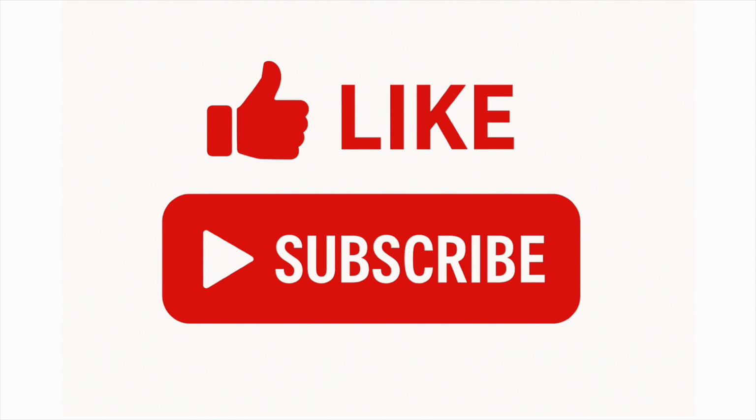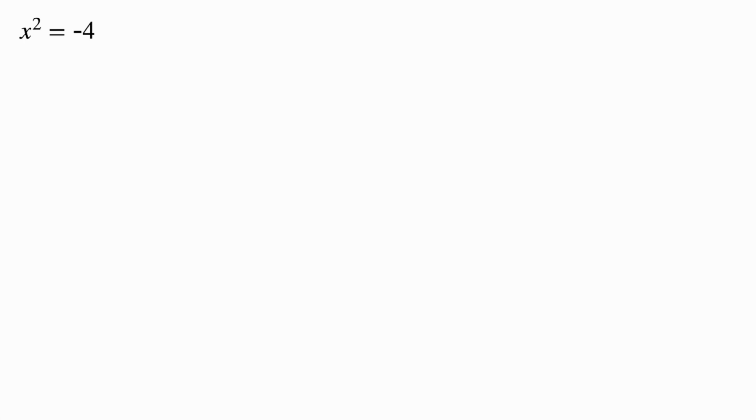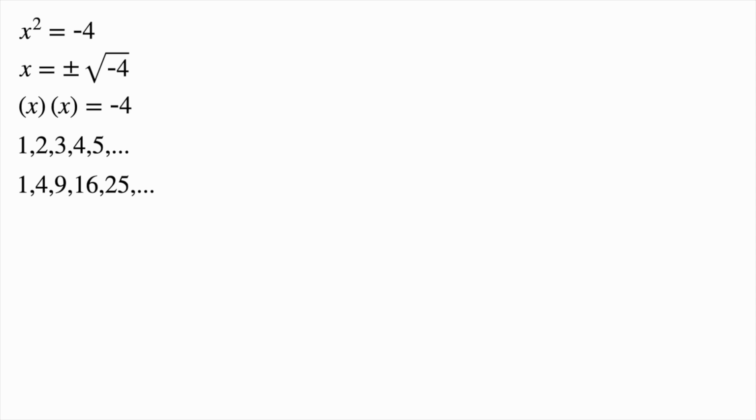And let us go on to solve this equation. From the original equation where we have x squared equals negative 4, we have x equals plus or minus the square root of negative 4. Or we can write the equation as x times x equals negative 4. Some of you may know the numbers 1, 2, 3, 4, 5, and so on, and they all have a perfect square, which are 1, 4, 9, 16, 25, and so on.